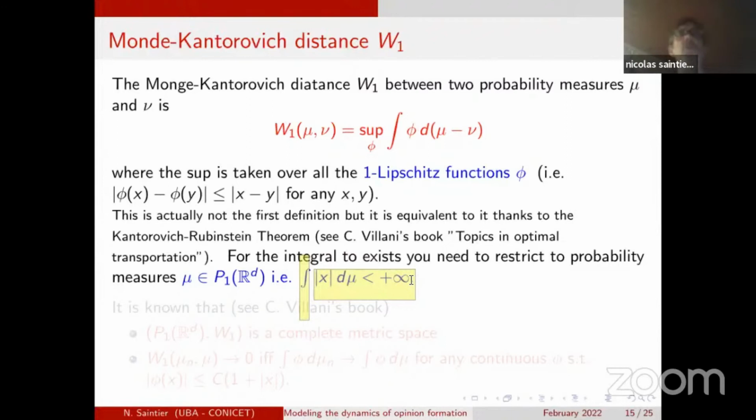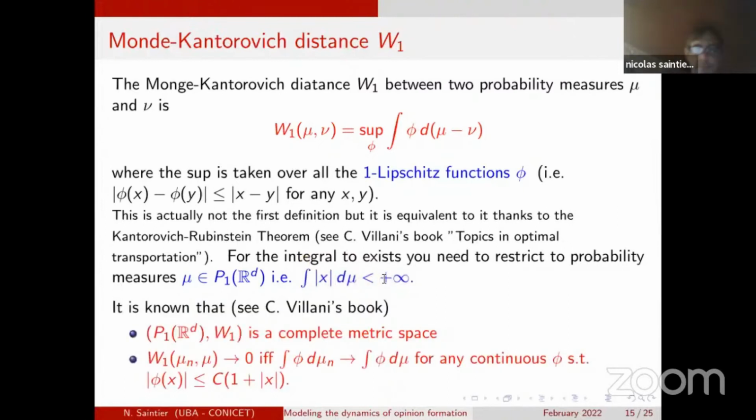And for us, when dealing with the transport equation, this is not a big issue, since in the transport equation the movement occurs at finite speed. If initially my measure has compact support, then at any time t, my mu t will have compact support. So I will be good, right? But in any way, you need to work with this kind of measure, right?